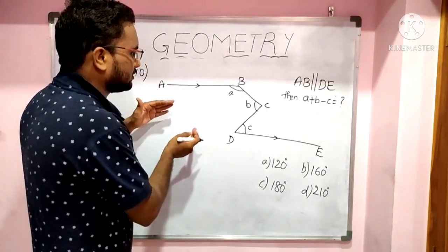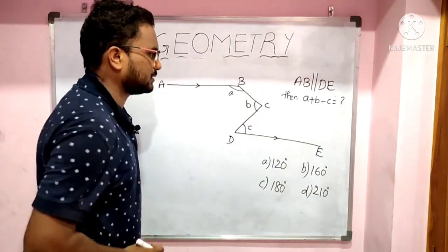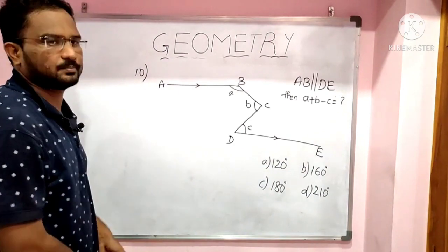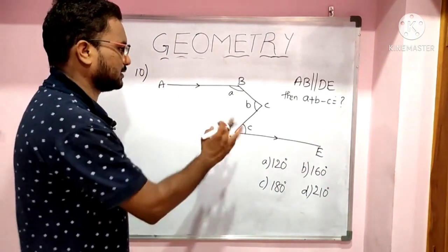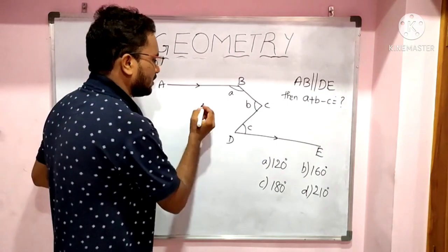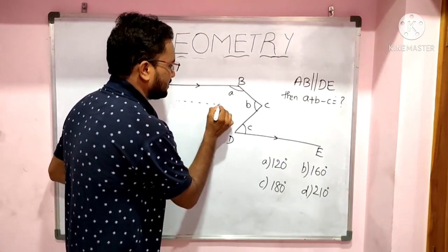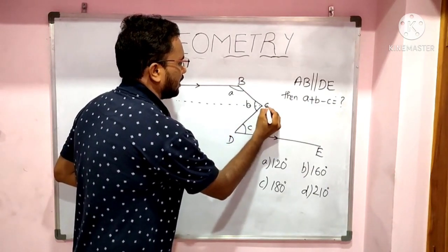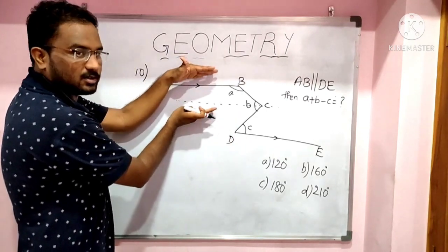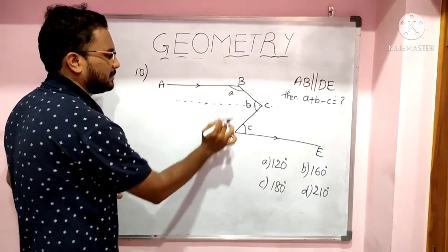Next problem. Here he is given a figure, and AB is parallel to DE. You need to find a plus b minus c. How can you find this angle? For this purpose I will make a small change. I will draw an imaginary line which is parallel to both AB and DE.